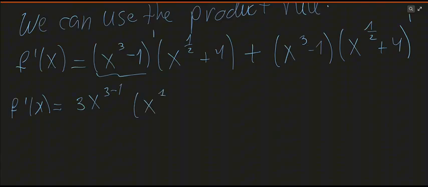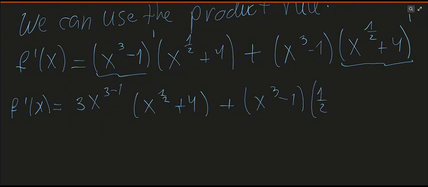Times x to the power of 1/2 plus 4. Good. Plus x cubed minus 1. What is the derivative of this? Let's compute this prime. It's going to be the derivative of plain x to the power of 1/2, so it's 1/2 times x to the power of 1/2 minus 1. What's the derivative of the plus 4, which is just a constant number that doesn't have an x involved in it? It's just 0, so we might as well leave it like that.